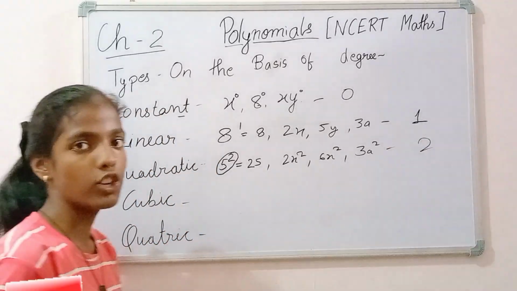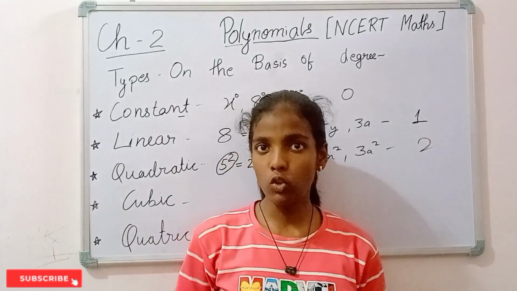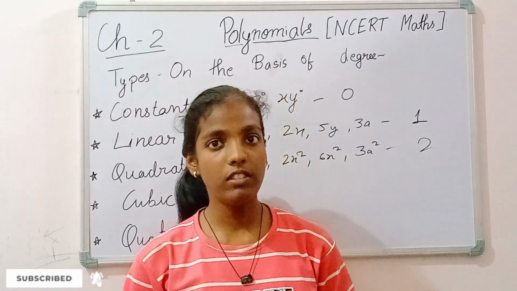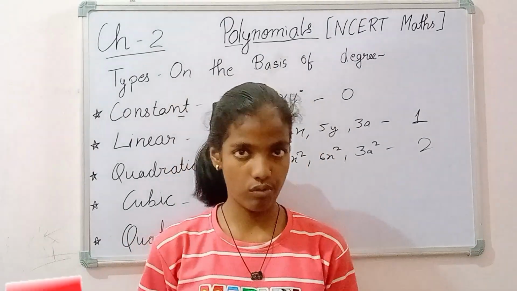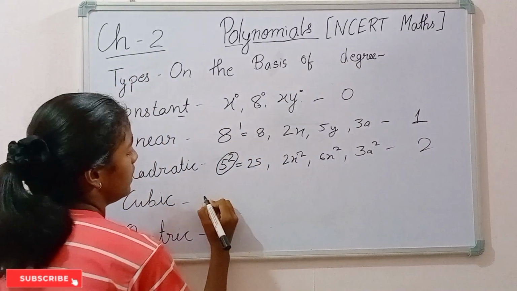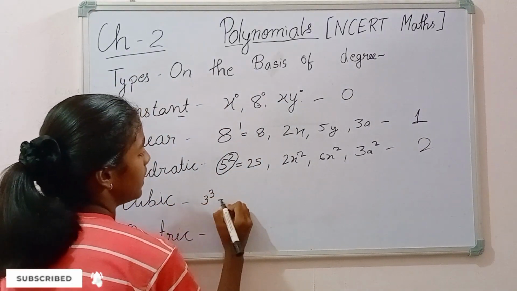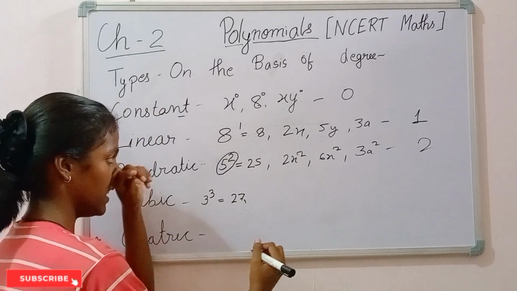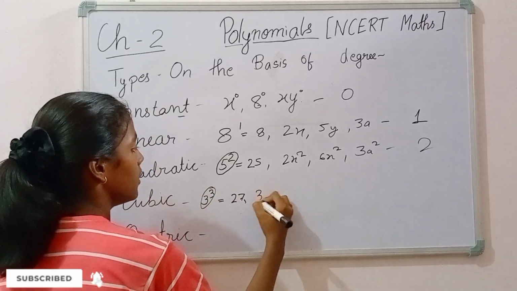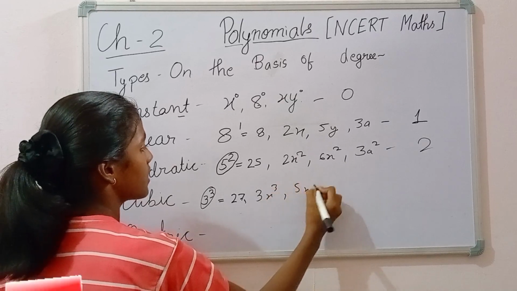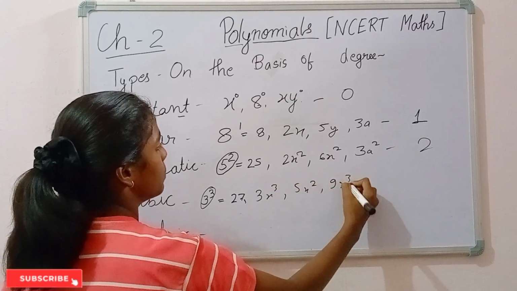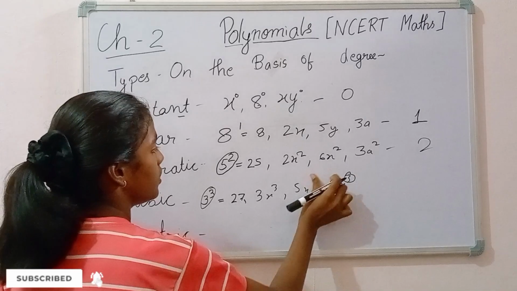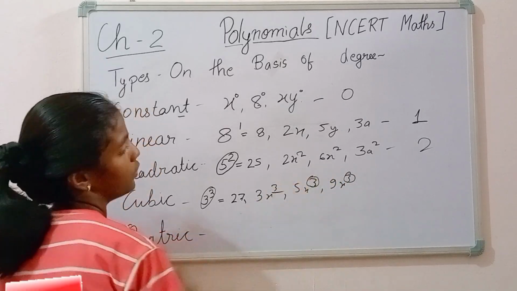The next is cubic polynomial. Cubic polynomial means an expression that has the power or degree 3. For example, 3 cubed, so here we get 27. The examples of cubic polynomial are 3x cubed, 5x cubed, 9x cubed. This cube refers to the degree of the polynomial.